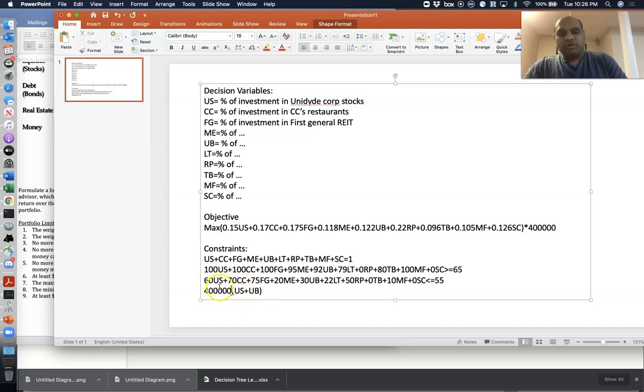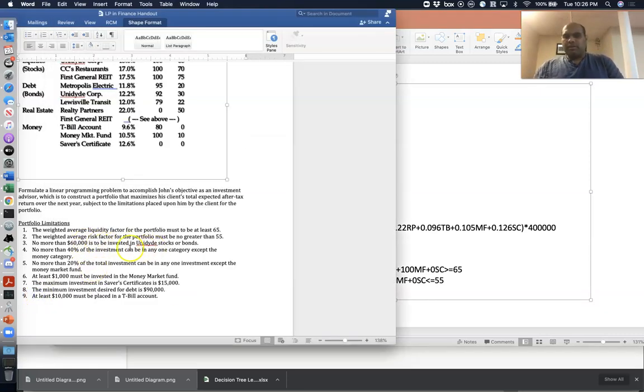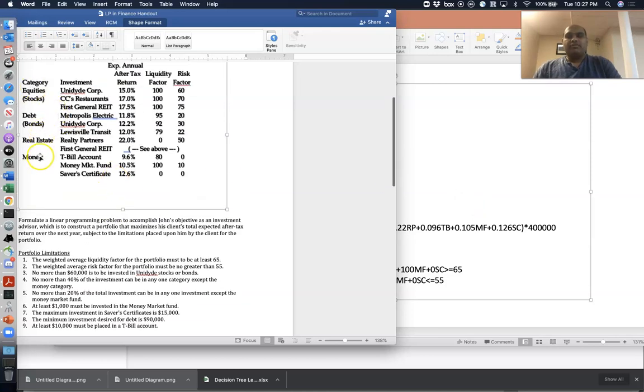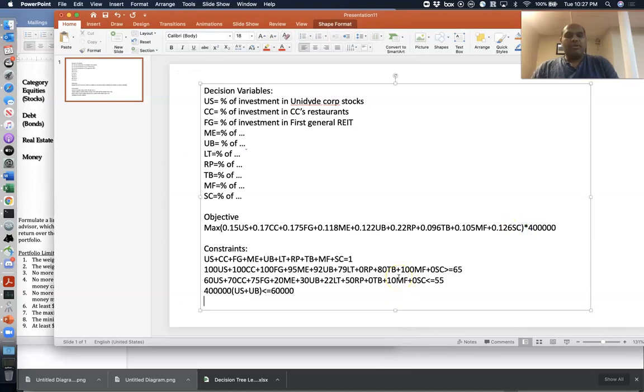So this is the total amount of money that you invest in unitized stocks or bonds, and this cannot be more than 60,000, right? No more than 60,000. And it says no more than 40% of the investment can be in any one category except the money category. So this time we're talking about the categories. There are 4 categories: stocks, bonds, real estate, and money market fund. So it can be no more than 40% of investment in any single category.